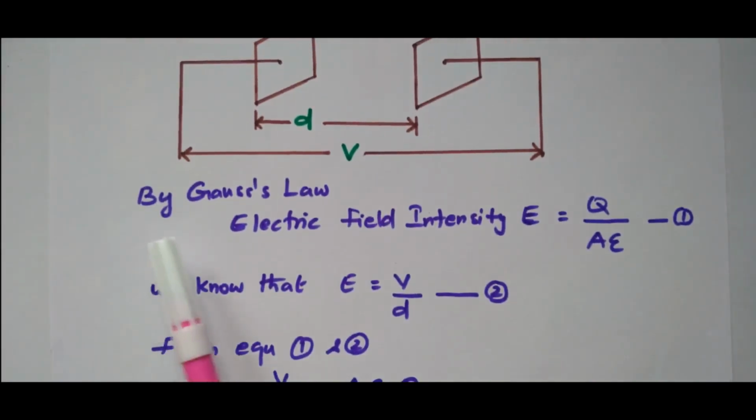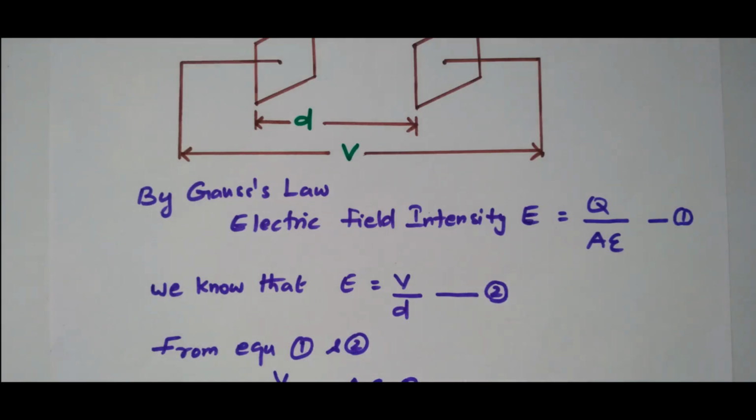Based on Gauss law, the electric field intensity is given as E equal to Q divided by A epsilon. That is Q divided by 4 pi epsilon r square. That 4 pi r square is taken as A, so it is Q divided by A epsilon. Take this as equation number 1. And also, in general, the electric field intensity is given as V divided by d, potential divided by distance, right? Take this as equation number 2.